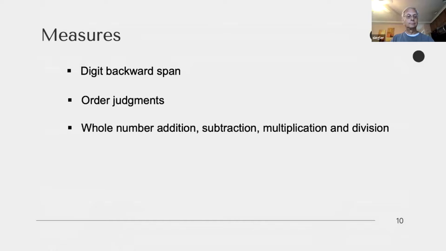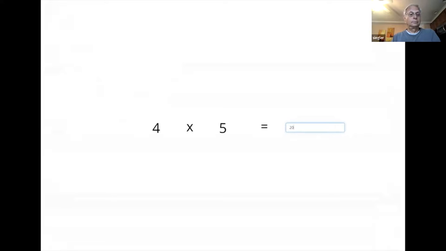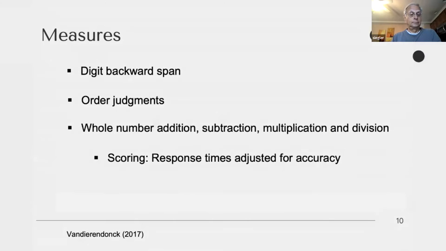For whole number arithmetic, problems were presented in four blocks of addition, subtraction, multiplication, and division. Participants were asked to type their answer in the provided text box as quickly and accurately as possible. As you can see, the questions are pretty simple, so they were not allowed to use paper and pencil or a calculator to solve the problems. In terms of the scoring for the speeded order judgment and whole number arithmetic tasks, we used response times adjusted for accuracy.